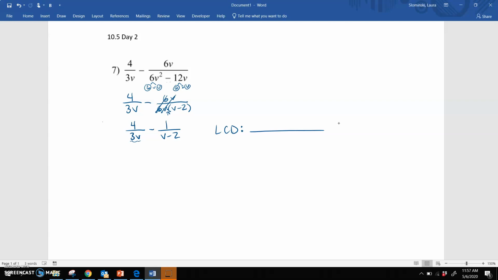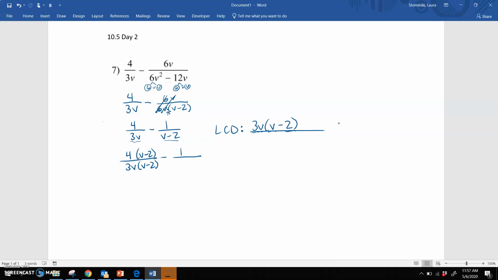I take the whole first denominator, which is 3v, and then I look at my second fraction. V minus 2 is not already in my LCD, so I multiply that by v minus 2. Now I take each fraction separately. 4 over 3v currently has a denominator of 3v. It needs to have a denominator of 3v times v minus 2. It's missing the v minus 2, so I multiply the top and bottom by v minus 2.